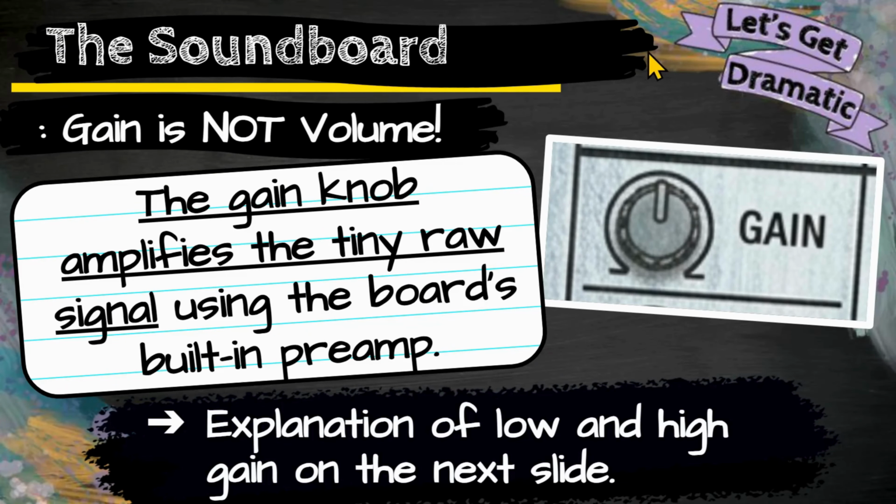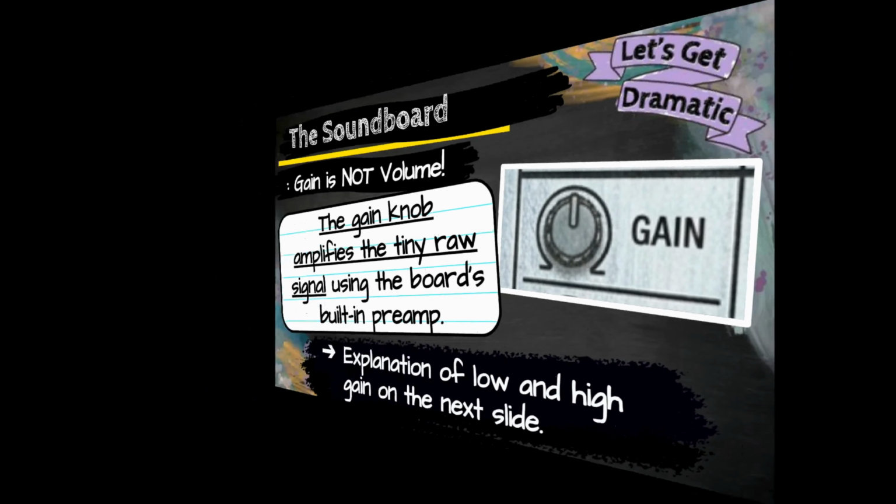Gain is not volume. The gain knob amplifies the tiny raw signal using the board's built-in preamp. We'll explain the highs and lows of gain on the next slide, what it means when it goes higher and lower, but just know that the gain is amplifying the sound that comes into the board from the input.